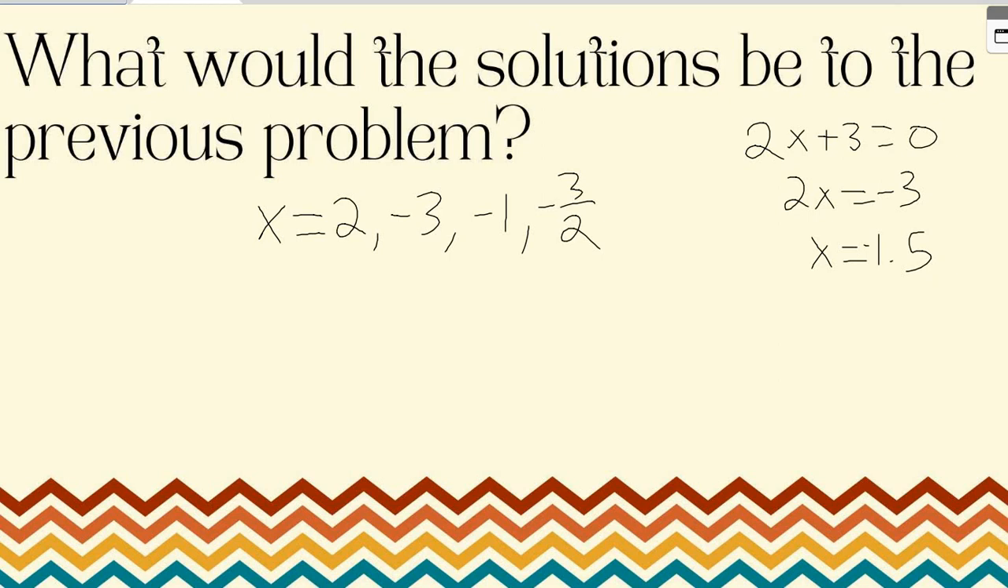So how many answers did we get? 4. What was our degree? 4. So does that make sense? Could I have gotten 6 answers? Can I get more answers than what my degree is? No. So 4 makes sense. We could have gotten 3 or 2. That would have been okay as well. But we couldn't have gotten more than that. Do we have any questions there?